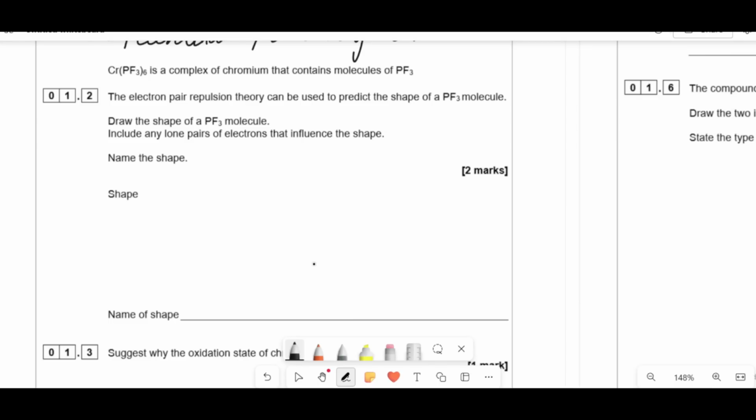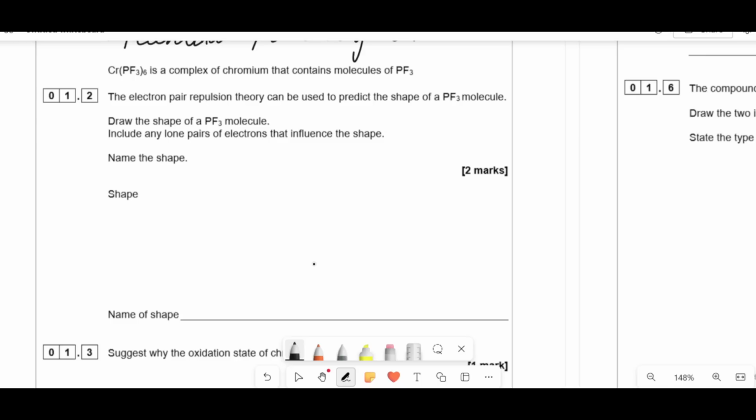There you go. Okay, so Cr(PF3) is a complex of chromium that contains molecules of PF3. The electron pair repulsion theory can be used to predict the shape of a PF3 molecule. Draw the shape of a PF3 molecule, include any lone pairs of electrons that may influence this shape, and then name this shape.